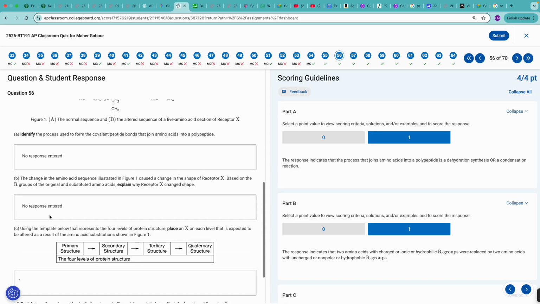Part B. The change in amino acid sequence illustrated in figure 1 caused a change in the shape of receptor X. So receptor X changed shape. Based on the R groups of the original and substitute amino acid, explain why receptor X changed shape.